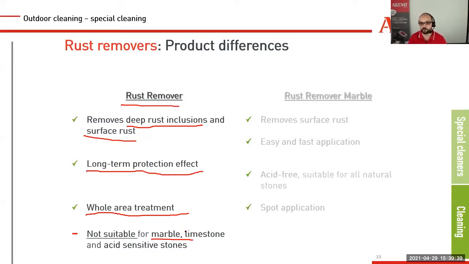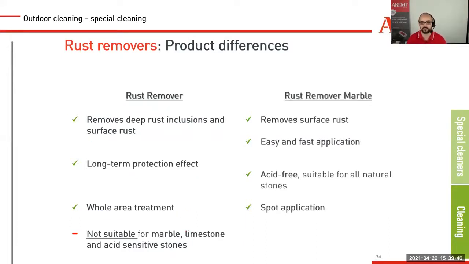But what if you need to remove a rust stain on marble or limestone? Well, here we have the rust remover marble. Again, it's just a name, but you can also use the rust remover marble for granites. It's just a historical thing that it's called like that. With this product, you can easily and fast remove surface rust. And since it's acid-free, you can use it on all natural stones.